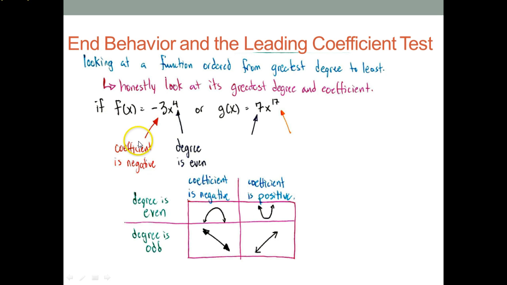So back to our function f of x. The negative coefficient and even degree, so the degree is even and the coefficient is negative. That means if I stand right in the middle of this box, the upper left box, I see that it falls to the left and falls to the right.